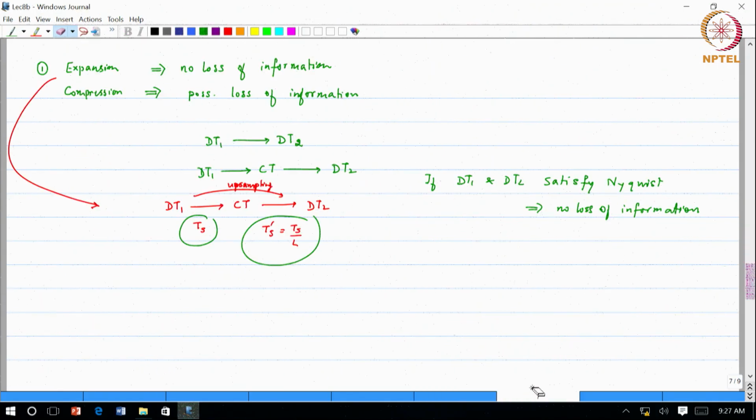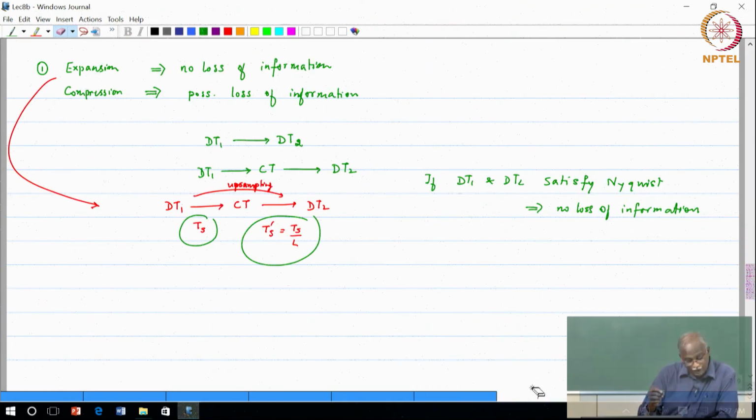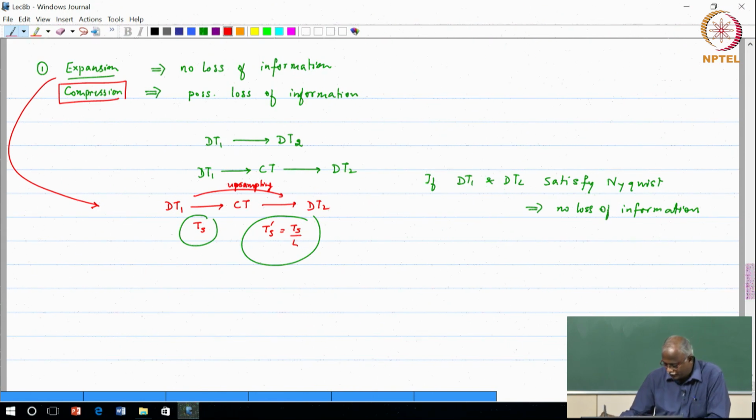Okay, so we now move to the downsampling part. We have already looked at the expansion, the case where we have upsampled. The second case, where we mentioned yesterday that when I do sampling rate reduction, there is a possibility of loss of information. That is the one that we want to keep in mind, and that is what we are going to focus on in today's lecture.